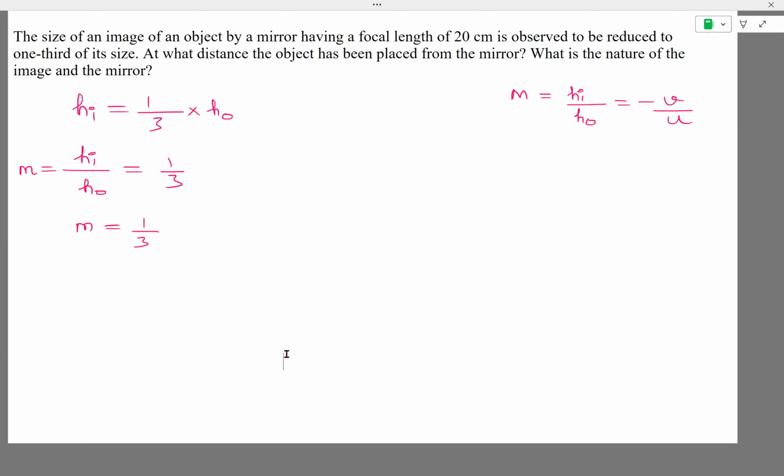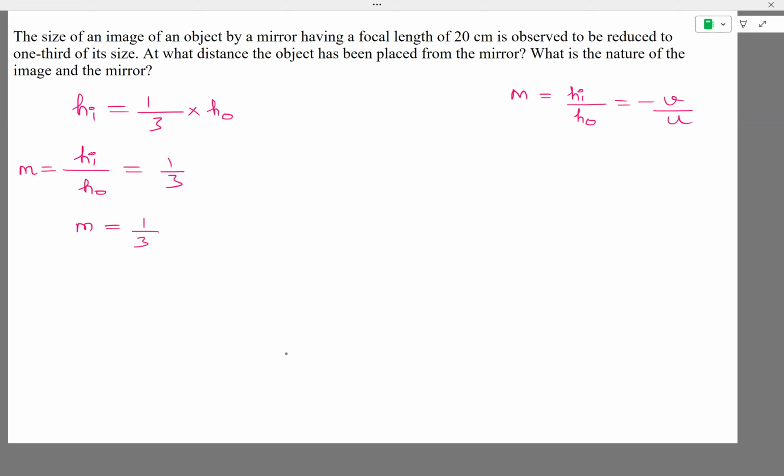So when do we get a diminished image? You can get a diminished image in a concave mirror as well as a convex mirror. In a convex mirror, you get a diminished image which is virtual erect. And in a concave mirror, you get a diminished image which is real inverted, because in the case of a concave mirror, the virtual erect image is magnified. I repeat, in the case of a convex mirror, the virtual erect image is diminished, whereas the virtual erect image in the case of a concave mirror is magnified. But in the case of a concave mirror, you can get a real inverted image which is diminished.